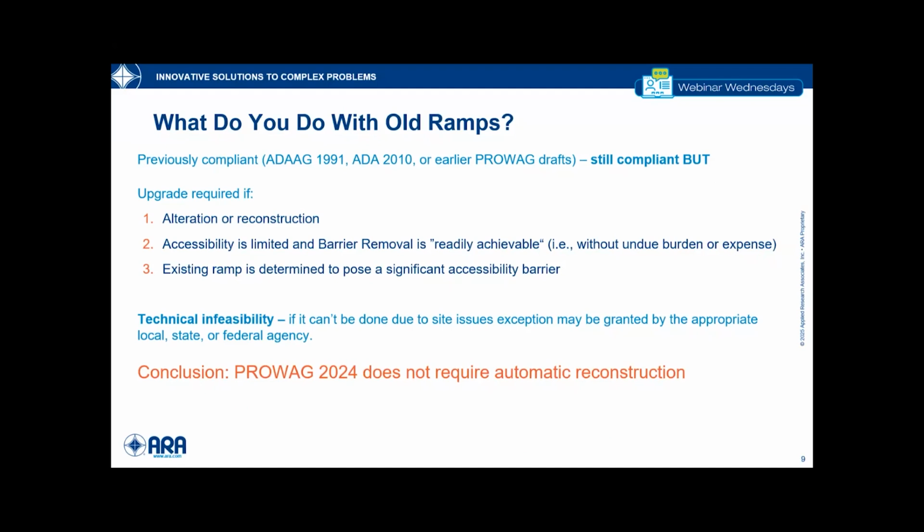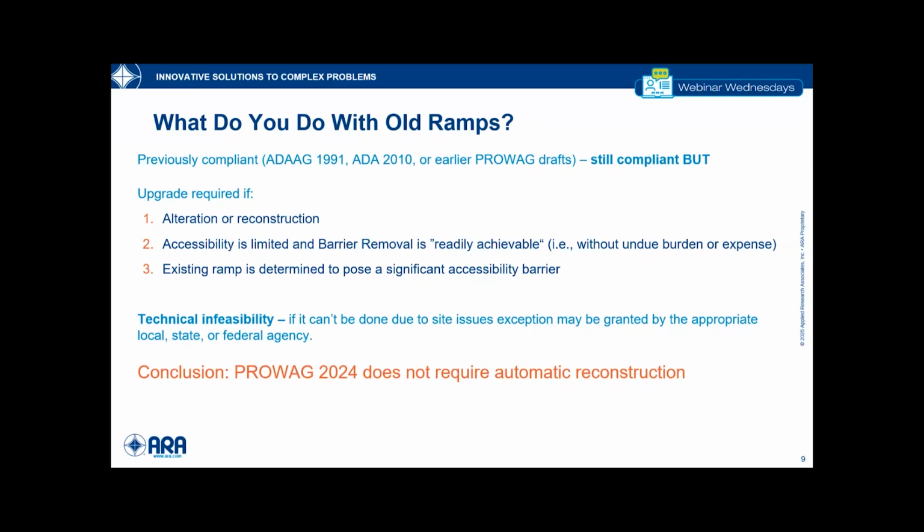If there is limited accessibility and you can remove that barrier, whether it's a lip, whether it's a pole, whether it's a slope, whatever, and it's readily achievable, then it should be accomplished. And the other one is if the existing ramp is a significant accessibility barrier, generally that also means a significant safety barrier, then you need to reconstruct that ramp.